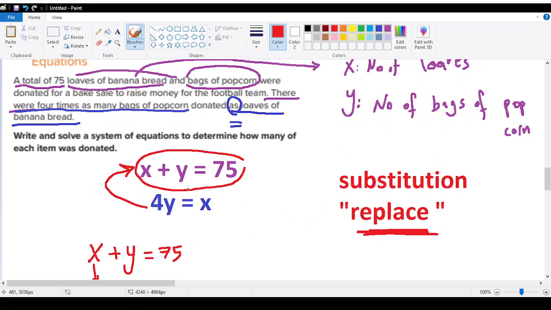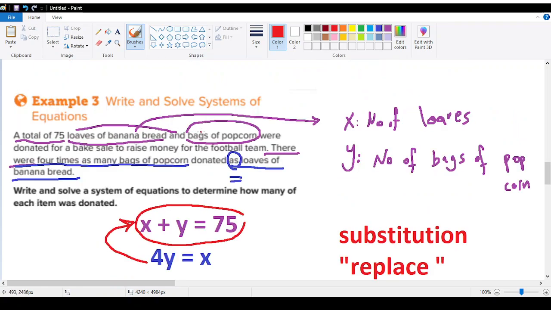I'm going to repeat it one more time. First of all, we read the question and we said there is a total of 75, so x plus y. The most important thing in the question, Shamsa, is that you know what each variable represents. X represents loaves, y represents what?